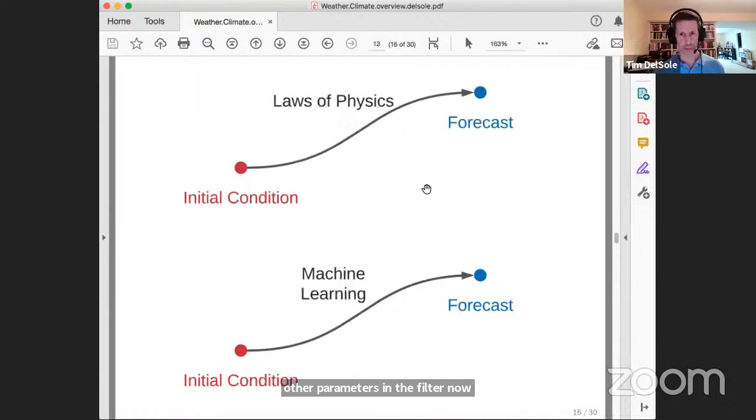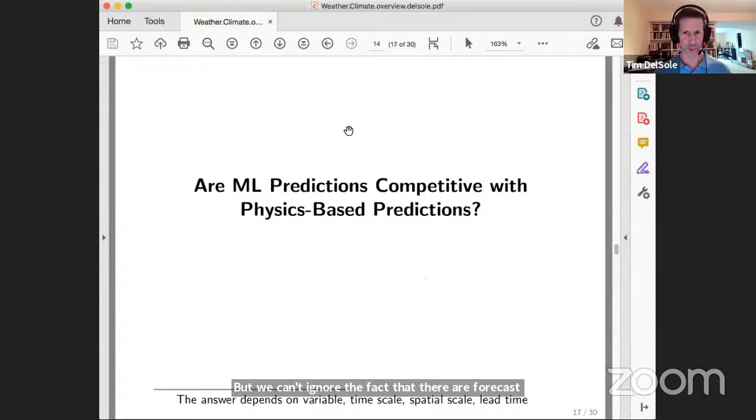Now, of course, you could apply machine learning without thinking about physics at all. You could just take data and apply machine learning to make a prediction based on a large data set, as is done in many papers. But we can't ignore the fact that there are forecasts available that are based on physics. And so the question comes: are machine learning predictions competitive with physics-based predictions?